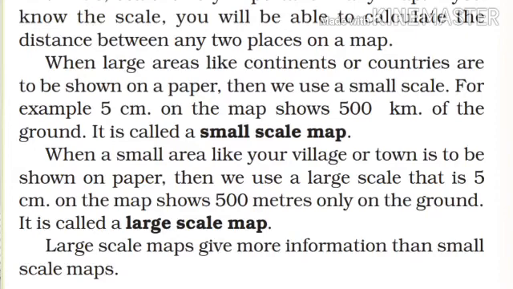Now when we come to the large scale map, when a small area like your village or town is to be shown on paper, then we use a large scale, that is 5 centimeters on the map shows only 500 meters on the ground. It is called a large scale map. Like this, how many map scales are there? There are two types of map scales. First is called a small scale map.